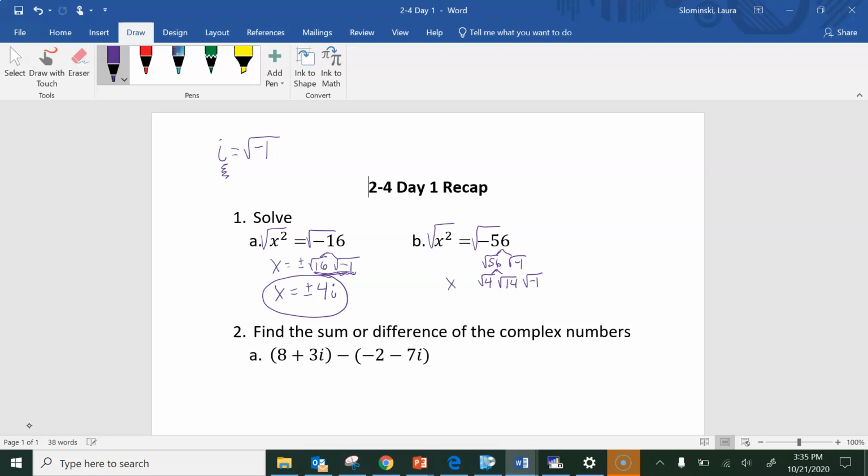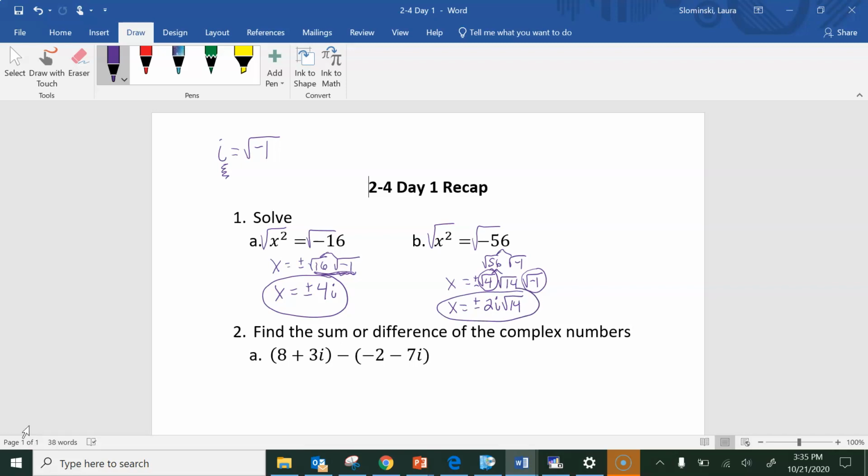So in this case, I get x is equal to plus or minus the square root of 4 times the square root of 14 times the square root of -1. When I go to rewrite that, plus or minus, the square root of -1, again, is i, and the square root of 4 is 2. So I put the 2i in front, root 14.